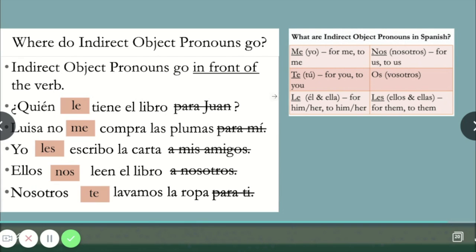We can take out whoever this is. If we know that we're talking about giving something to Juan, we can just say, ¿Quién le tiene el libro? And le represents, right, or symbolizes para Juan.